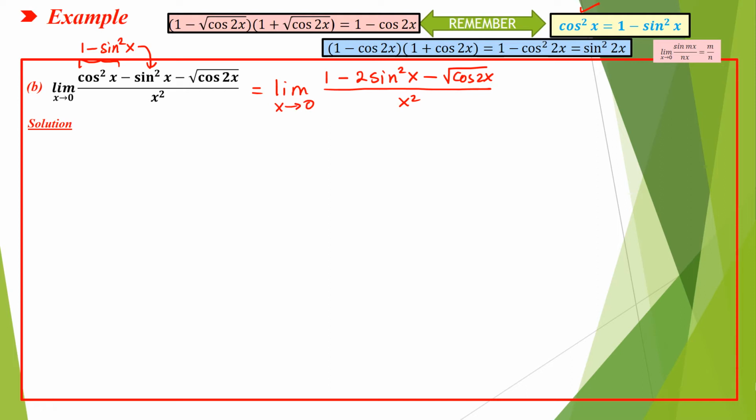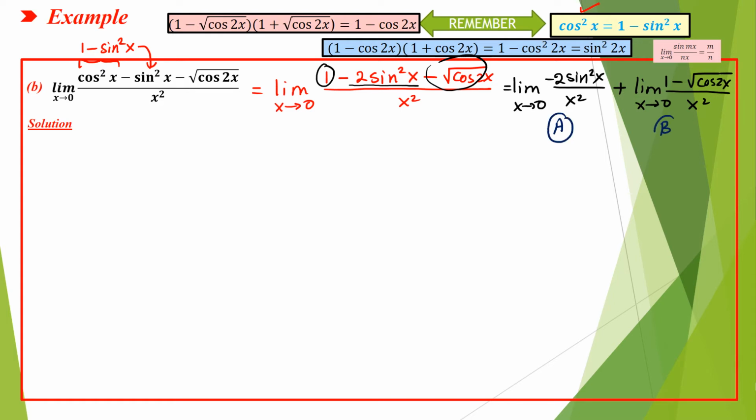Now you have to separate the limit. So we can take firstly negative 2 sine squared x, and it will be the limit of negative 2 sine squared x divided by x squared when x goes to 0. And the second limit, you have to group this one with this one, and you will get the limit of (1 minus square root of cosine 2x) divided by x squared when x goes to 0. Let me say that the first limit is a and the second limit is b.